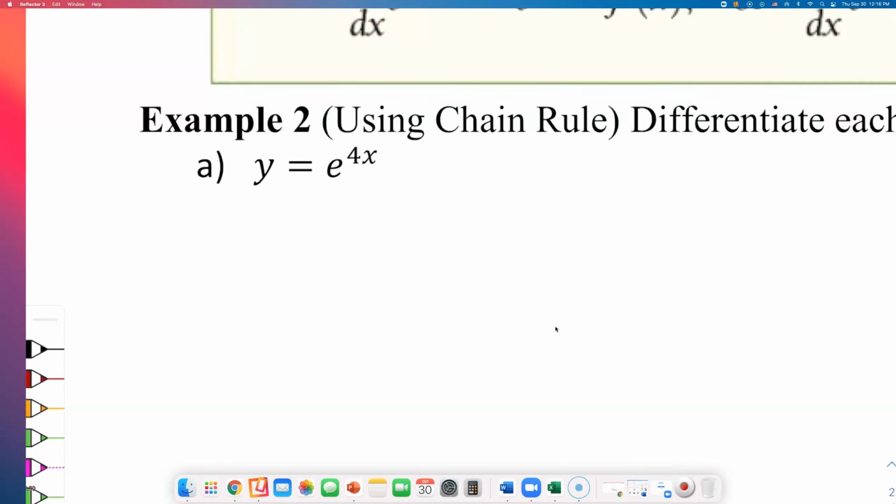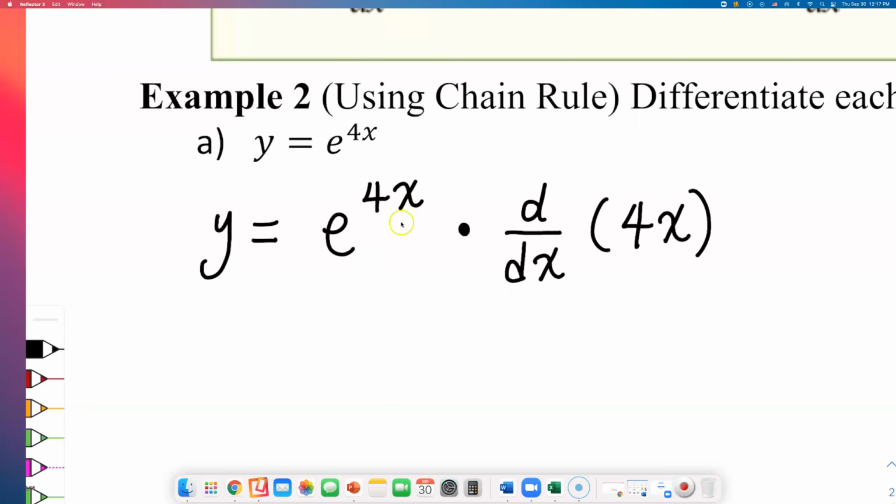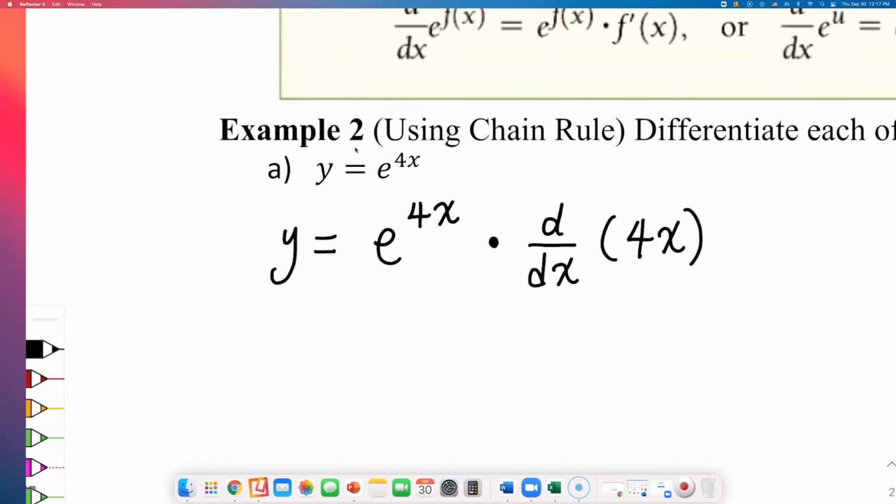So if you have y equals e to the 4x, what you have to do is take the derivative of the big function, which is e to the 4x. So you will write down e to the 4x first, but you must multiply this by the derivative of the inside function, which is 4x. So whenever you're finding the derivative of these exponential functions with base e, you copy down that function exactly the same, and then you multiply this by the derivative of its exponent. Don't worry, we'll practice more.